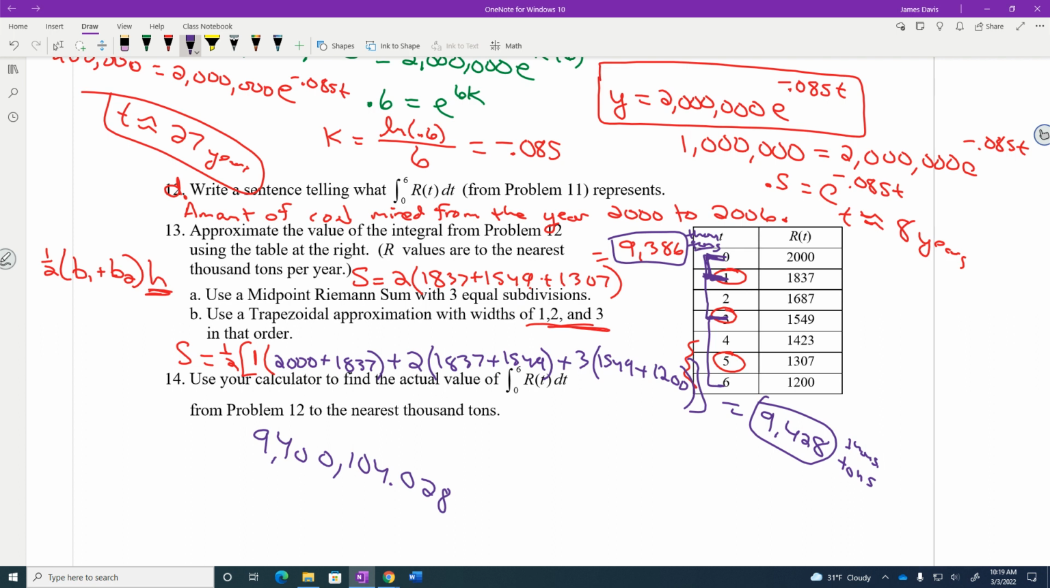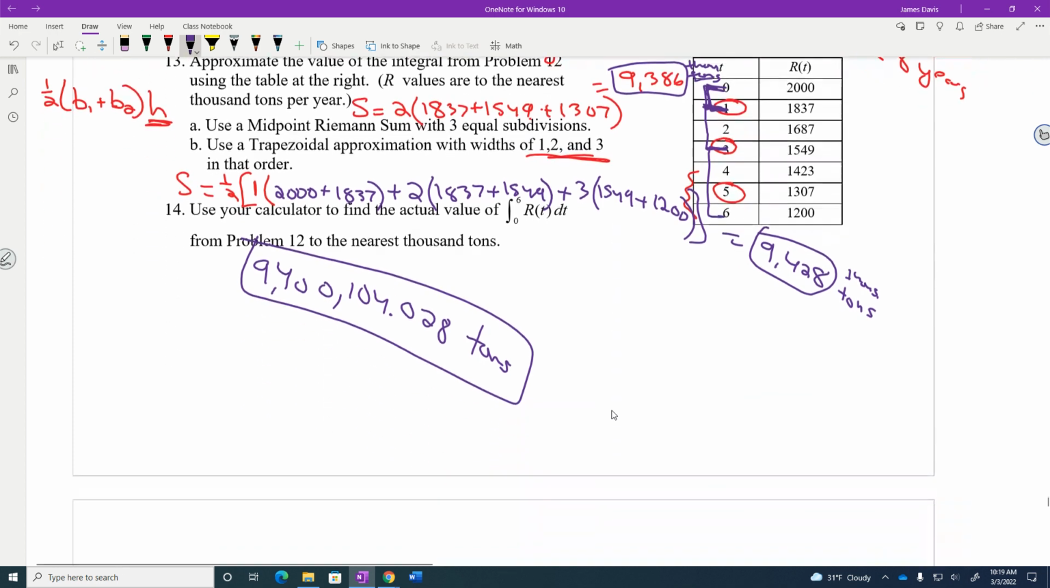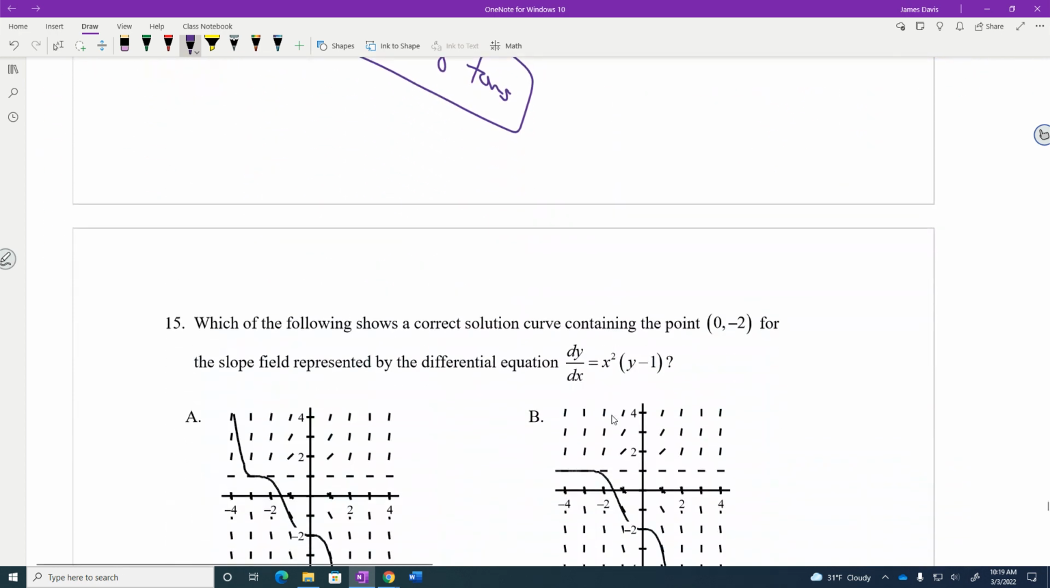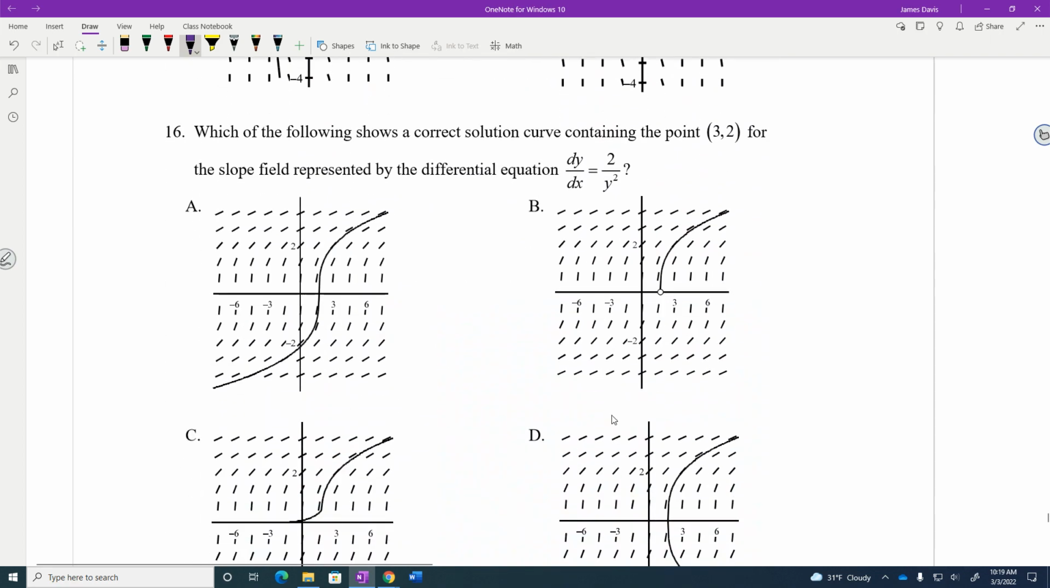So this is 9,400,104. 9,386. Everyone's able to type that in, okay? It's good to have answers that are consistent. All right. That's all of that.